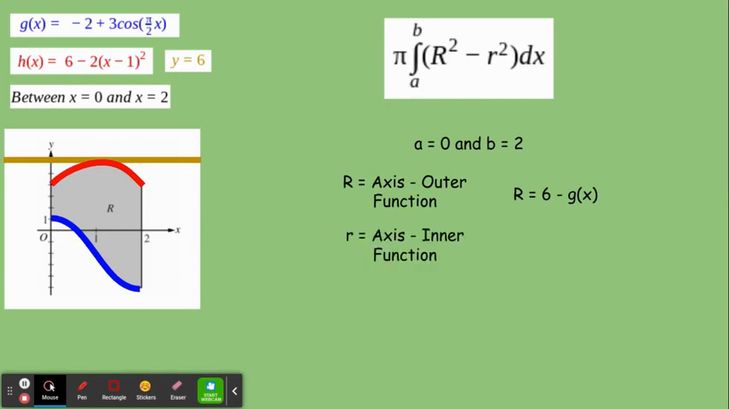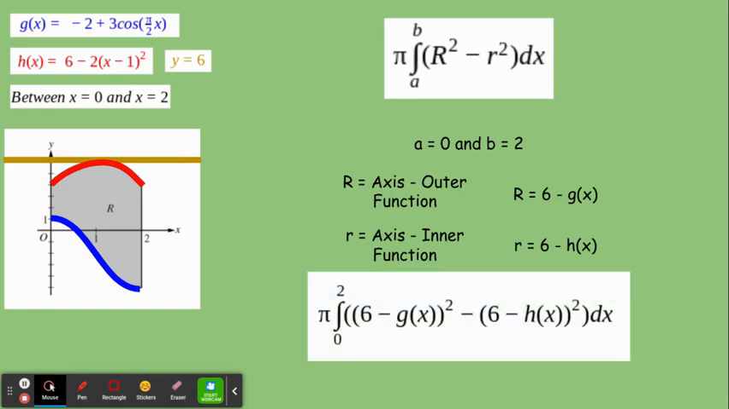And then for the little r, you do the axis minus the inner function, and that'll get you the little bit of volume that we have to subtract out to find the volume when we rotate around the axis. So little r is 6 minus h of x. And then you can just put that all together for a final answer of pi times the integral from 0 to 2 of the quantity 6 minus g of x squared minus the quantity 6 minus h of x squared.